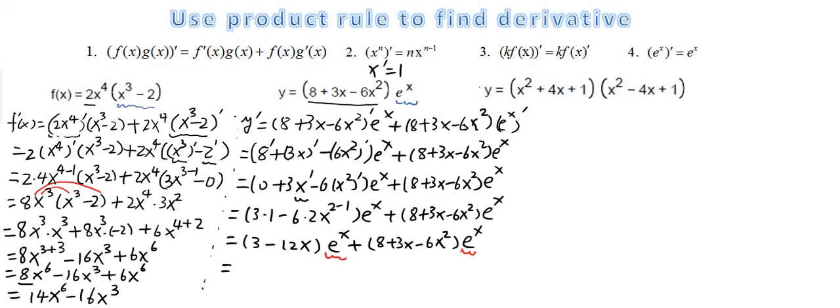Okay, so let's take a look. If we factor the e to the power x, the first term is going to be 3 minus 12x. The second term we have 8, 3x, negative 6x squared. We can combine the terms.